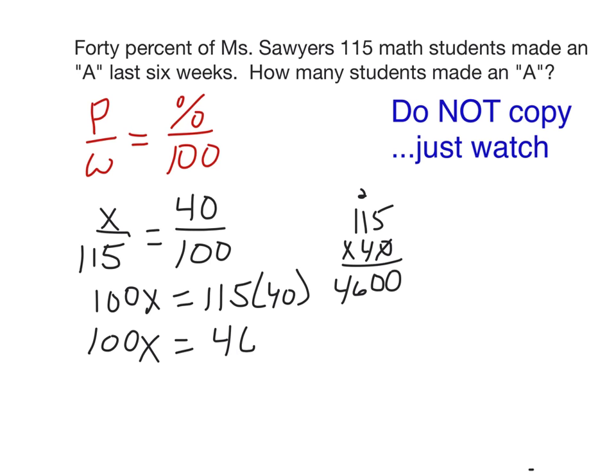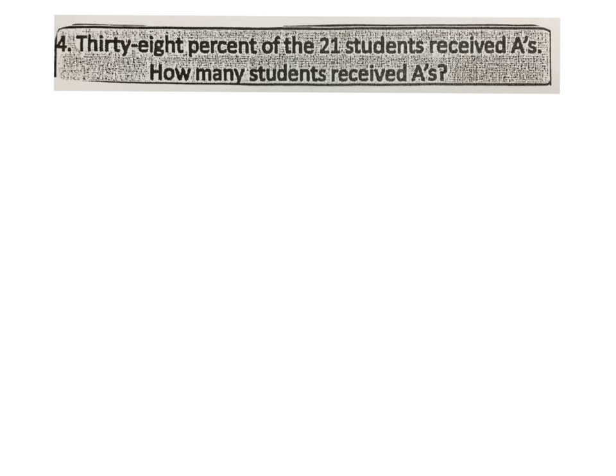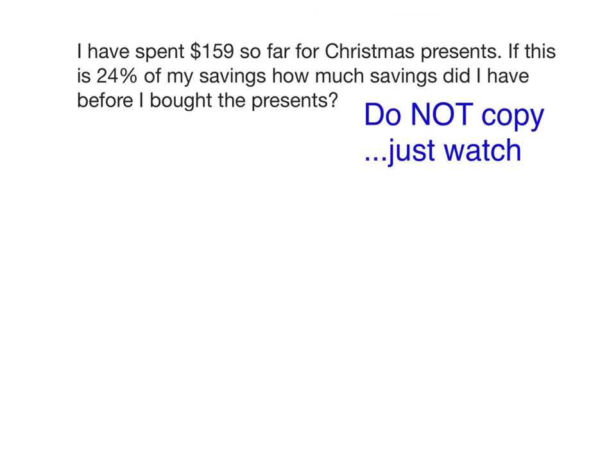Okay, set up your proportion, write it out. P over W equals percent over 100, and solve. Check with a neighbor for your final answer. Okay, again, no discounts or original price, so again, part over whole equals percent over 100. So let's set it up and get that 100 right there, and let's start reading.